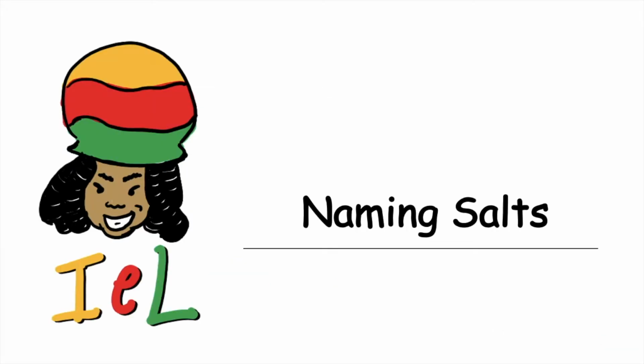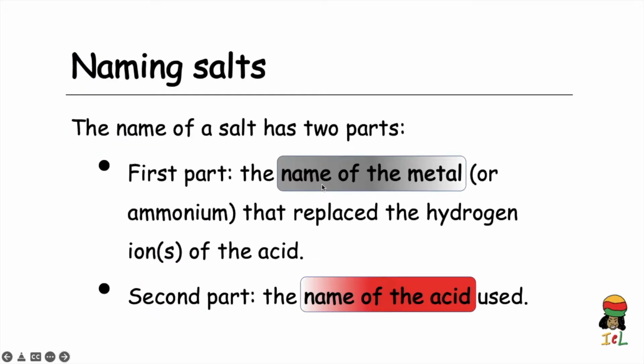Now it's time to name salts. There are two parts to the name of a salt. The first part comes from the name of the metal or ammonium ion that replaced the hydrogen ion in the acid. The second part, or the end part of the name of the salt, comes from the name of the acid which was used to make the salt.